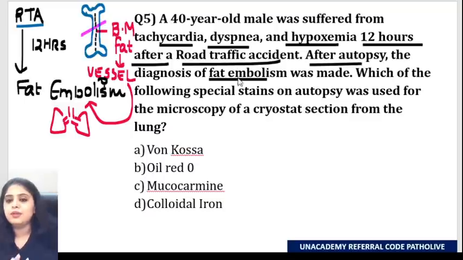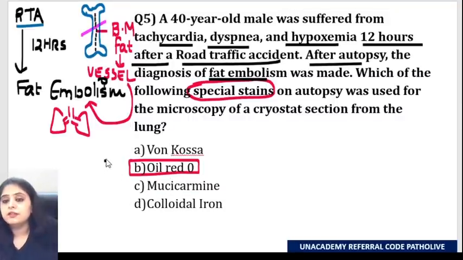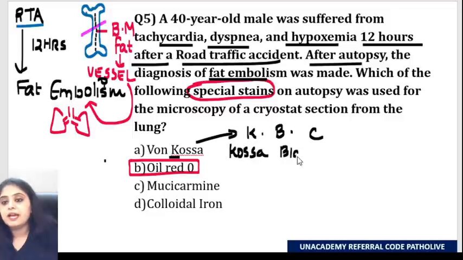So all that I need to know now is what special stain on the autopsy will help me give the diagnosis. Whenever I read fat embolism, my answer is anything to do with fat, which is going to be oil red O. Let me quickly look at the other options as well. For example, this one, von Kossa, for calcium. I hope everyone remembers the mnemonic: Kossa is something that gives a black color to calcium.